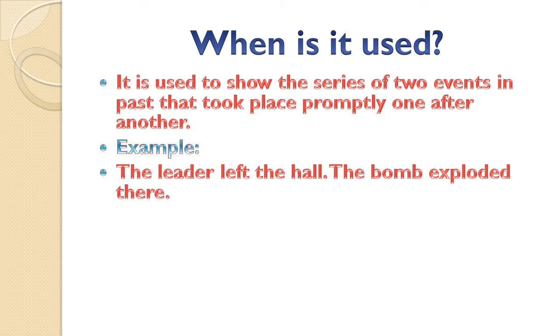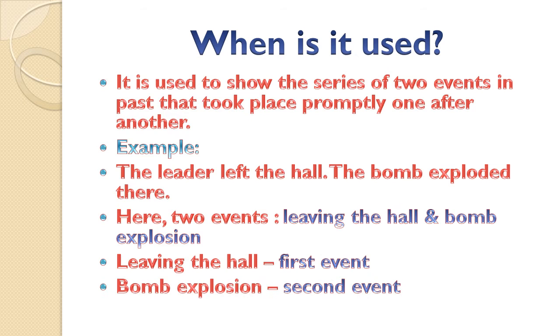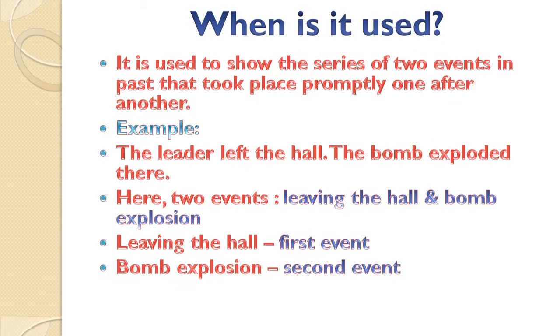For example, the leader left the hall and promptly the bomb exploded there. This means the leader was safe. Two events are here, leaving the hall and bomb explosion. The first one is leaving the hall by the leader, and the next one is bomb explosion.